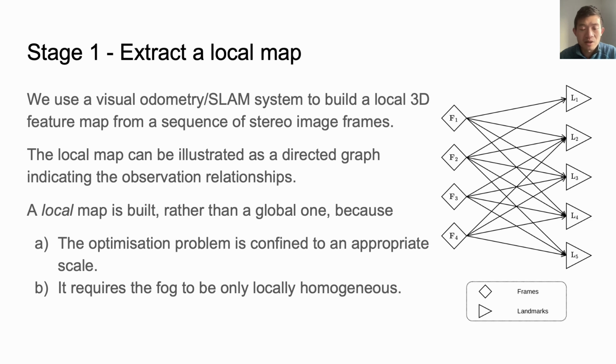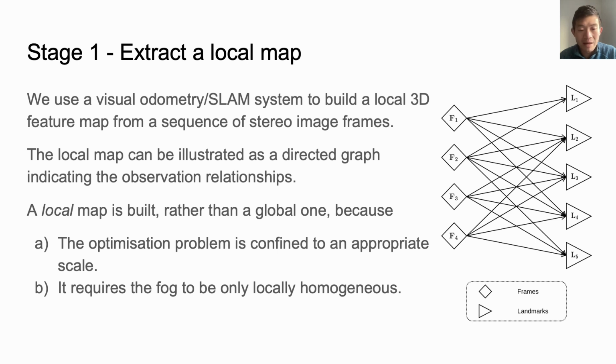The first stage of our method is to extract the local map. We use a visual odometry or SLAM system to build a local 3D feature map from a sequence of stereo image frames. The local map can be illustrated as a directed graph, indicating the observation relationships between the frames and the landmarks. On the right, we show an example local map containing 4 frames and 5 landmarks.